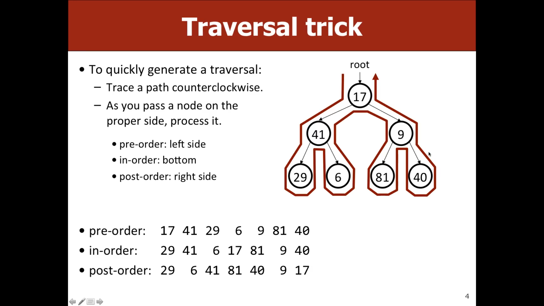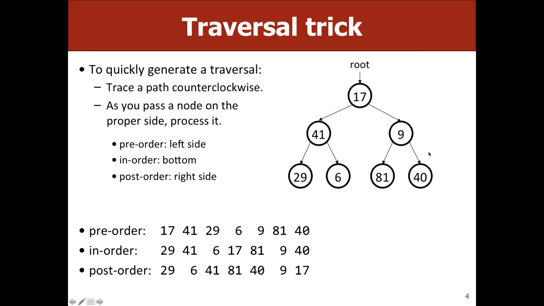You can do the same thing with in order and post order. For in order, it's the second time you pass the number. So we've passed them the first time. Okay, now we've passed 29. Now we've passed 41. Now we've passed 6. Now we've passed 17. Now 81. Now 9, and then 40. And then post order is when you pass it on the right side.